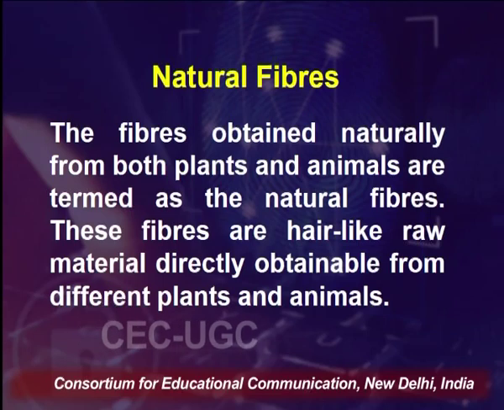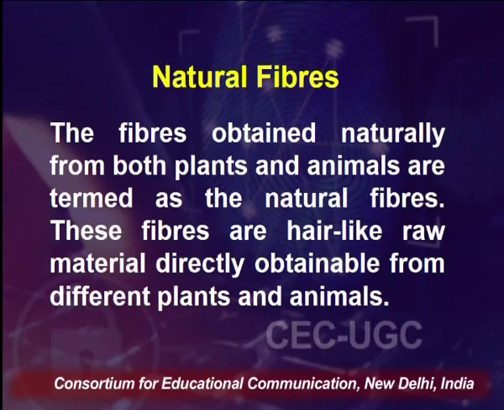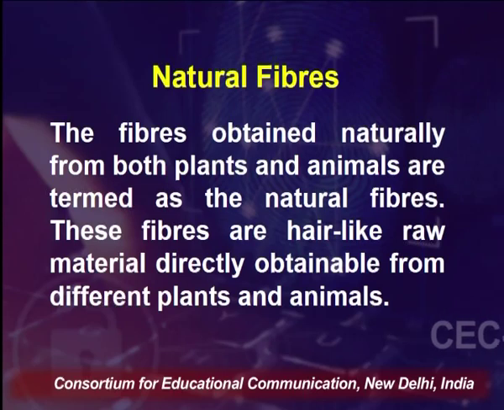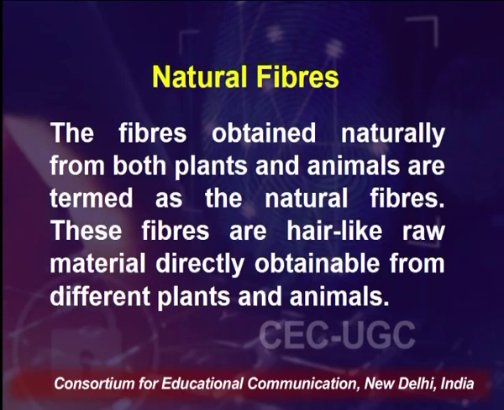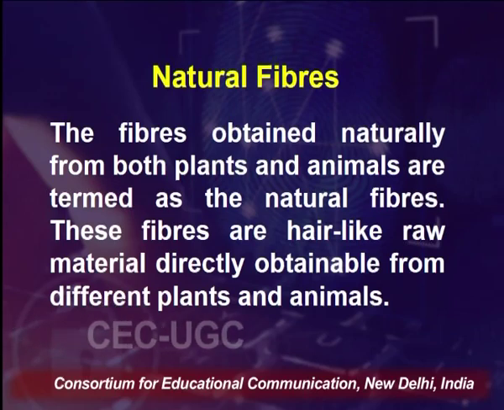So, going with that, if we have to go for the forensic identification of the fibers, we must first know the classification of fibers. On the basis of the source of fibers, we can classify them as natural fibers and man-made fibers. If we are talking about natural fibers, the fibers obtained naturally from both plants and animals are termed natural fibers. These fibers are hair-like raw material which are directly obtained from different plants and animals.